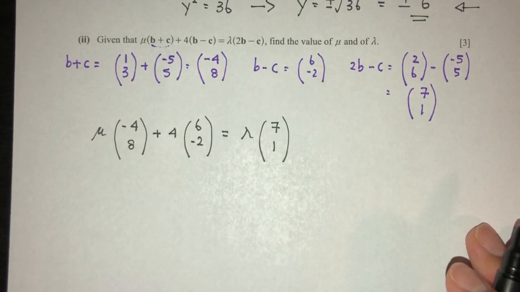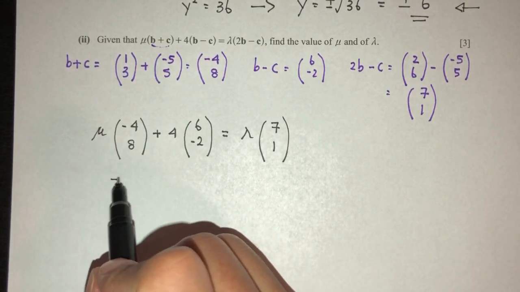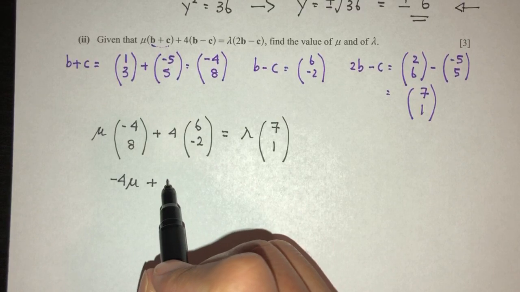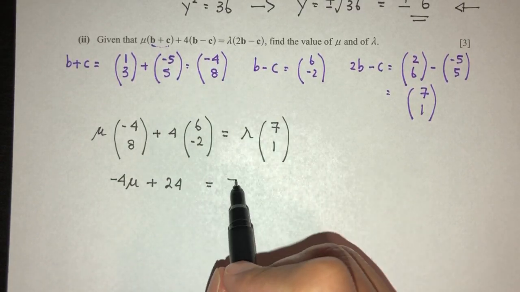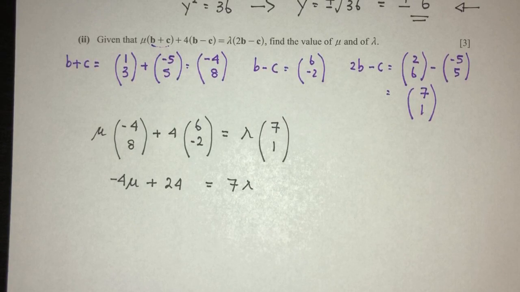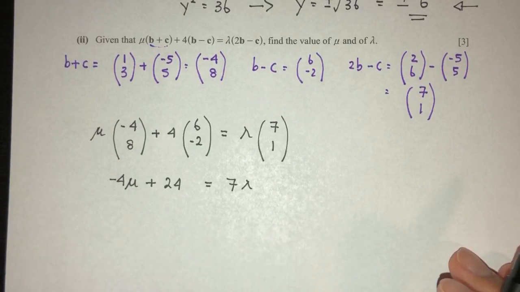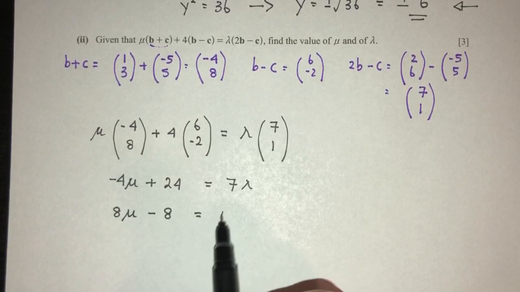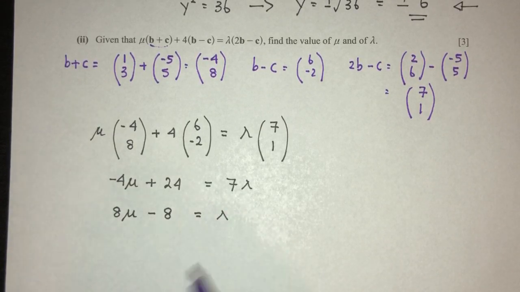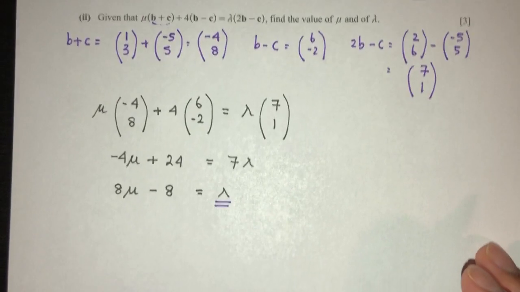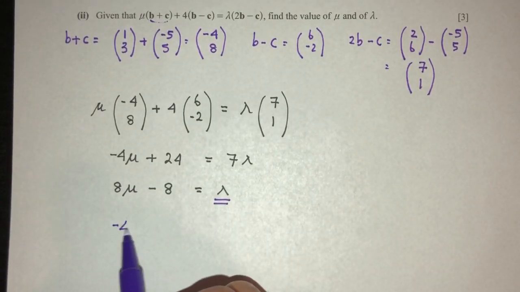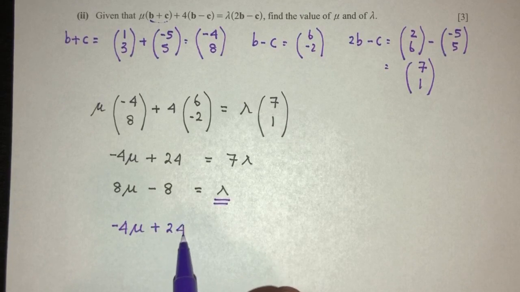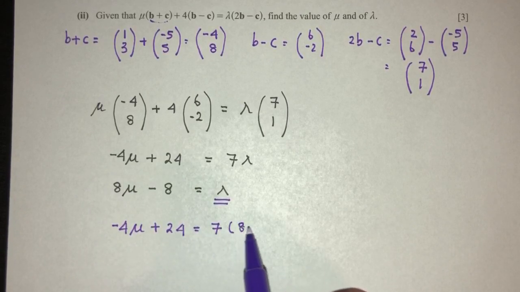Next step is to simplify the equations one by one. So we have minus 4 mu plus 24 is equal to 7 lambda. Okay, that's the first one. Let's see what we have else. And then we have 8 lambda minus 8 is equal to lambda. Okay, so here we have lambda already as your subject of formula. Just replace this in this one. You will have minus 4 mu plus 24 is equal to 7 times lambda, which is this number.